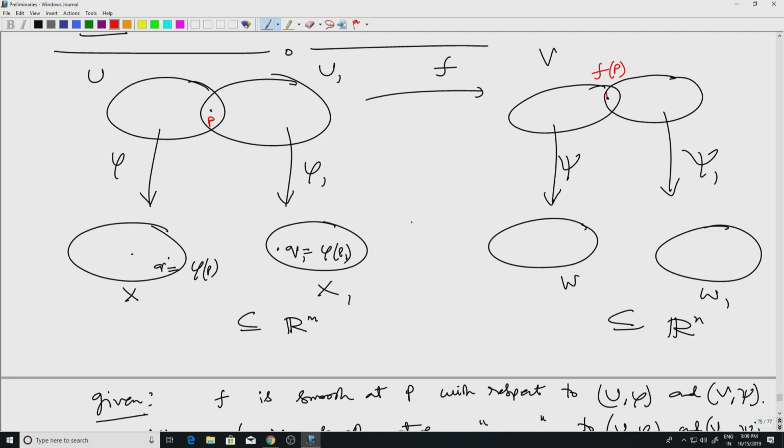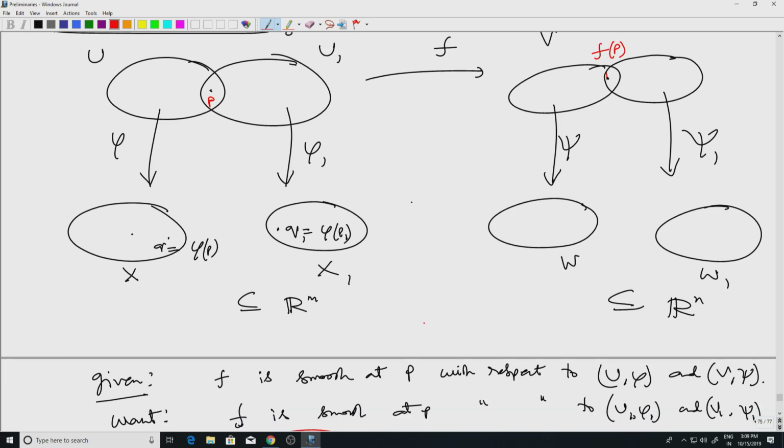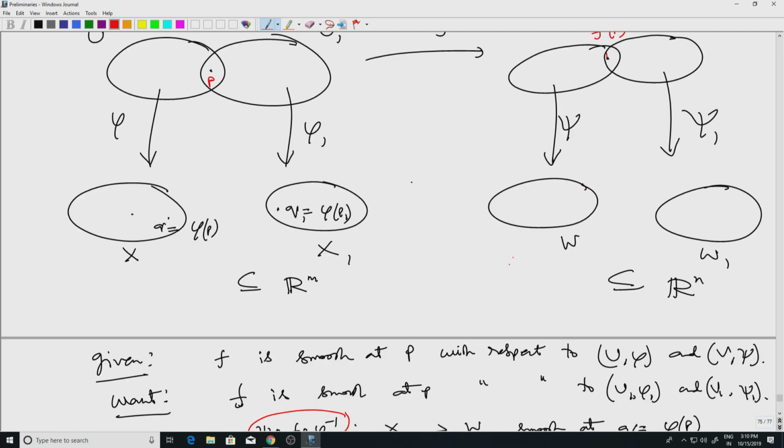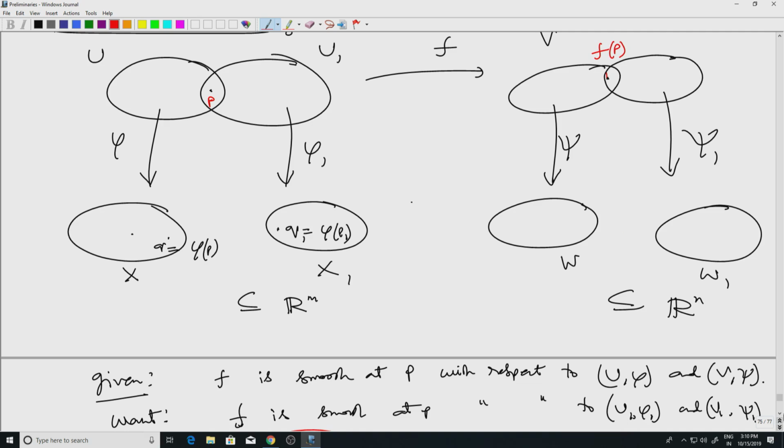And this diagram is supposed to illustrate the picture. So the same point P can be contained in two different charts, U phi and U1 phi 1. Similarly, f of P can be contained in two different charts. So let's assume that we are given that f is smooth at P with respect to U phi and V psi, and we want to check that f is smooth at P with respect to this other pair of charts.